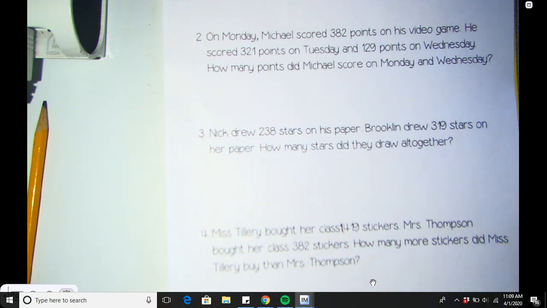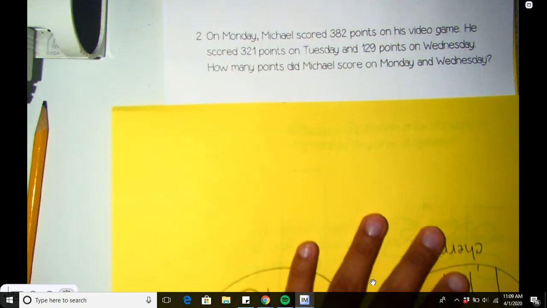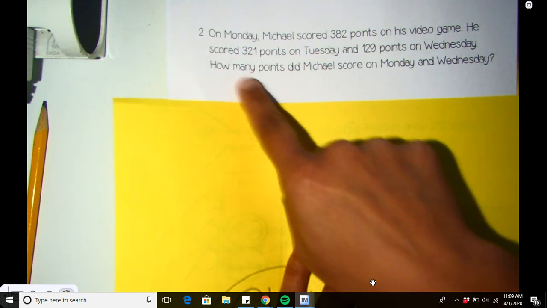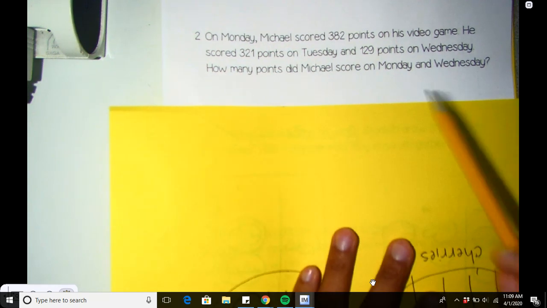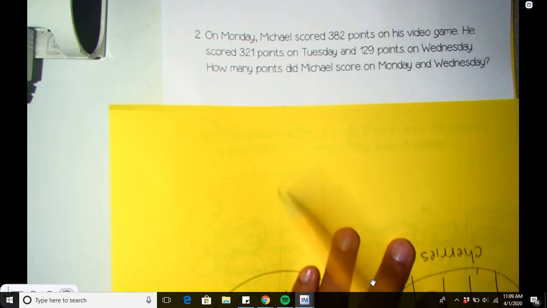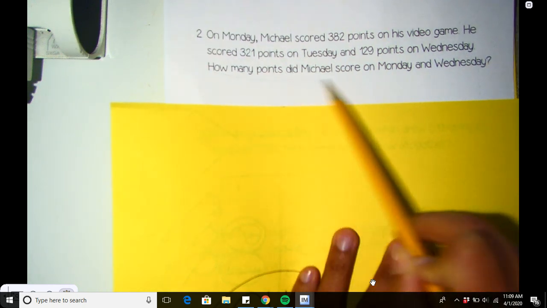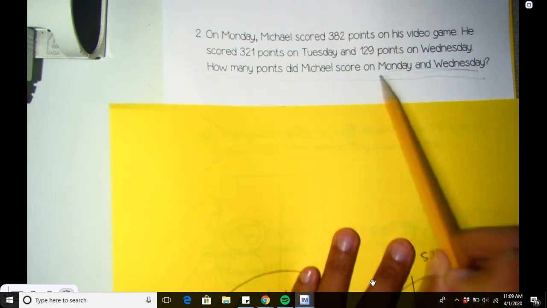The next problem says, on Monday, Michael scored 382 points on his video game. He scored 321 points on Tuesday and 129 points on Wednesday. How many points did Michael score on Monday and Wednesday? Now, I kind of like this question because they're giving us extra information that we don't need. The question is actually asking how many points did Michael score on Monday and Wednesday. So they only want to know about those 2 days.